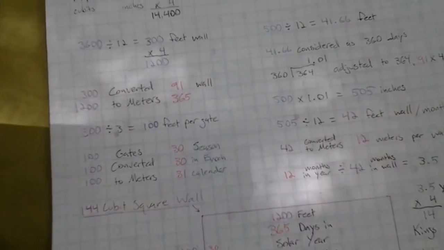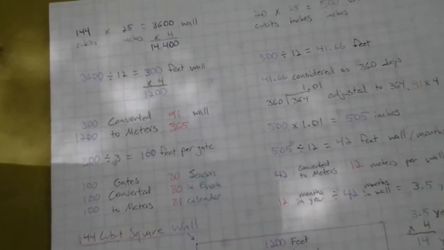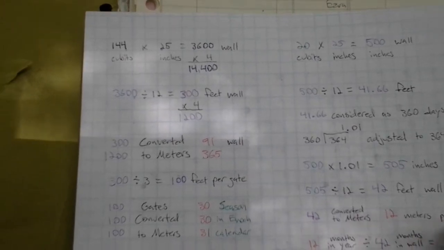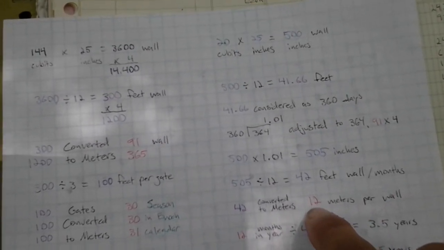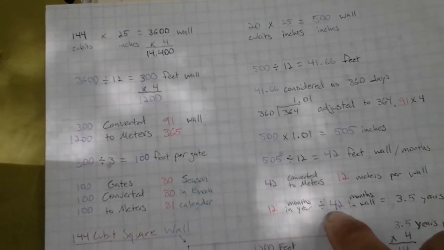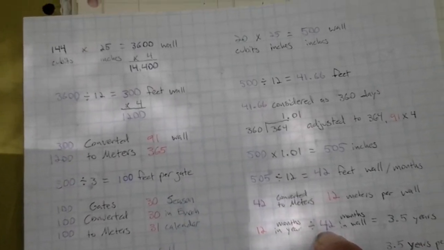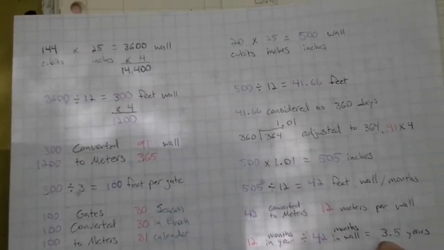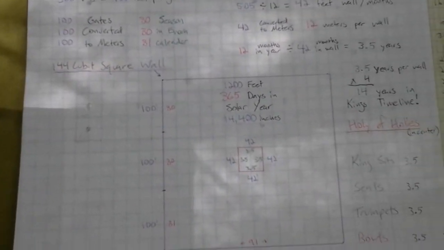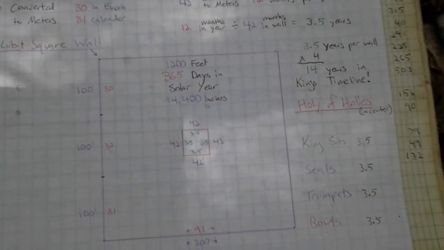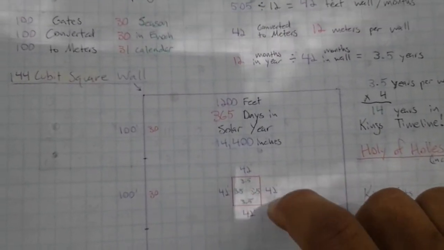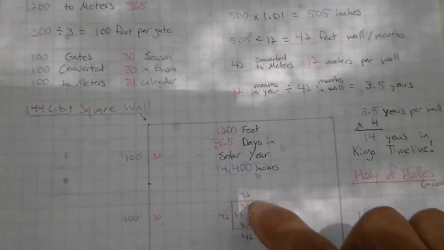Now, what we're doing with the 12, guys, is before we were counting days, now we're counting months, because these meters are telling us about the months of a year. That's what these 12 are. So we take the 12 months of a year, and we divide that by 42 feet, or months in a wall, and we get 3.5 years, okay? So now, this is the whole point of this whole exercise. Each wall is, you can see here, 3.5 years, 3.5 years, 3.5 years.